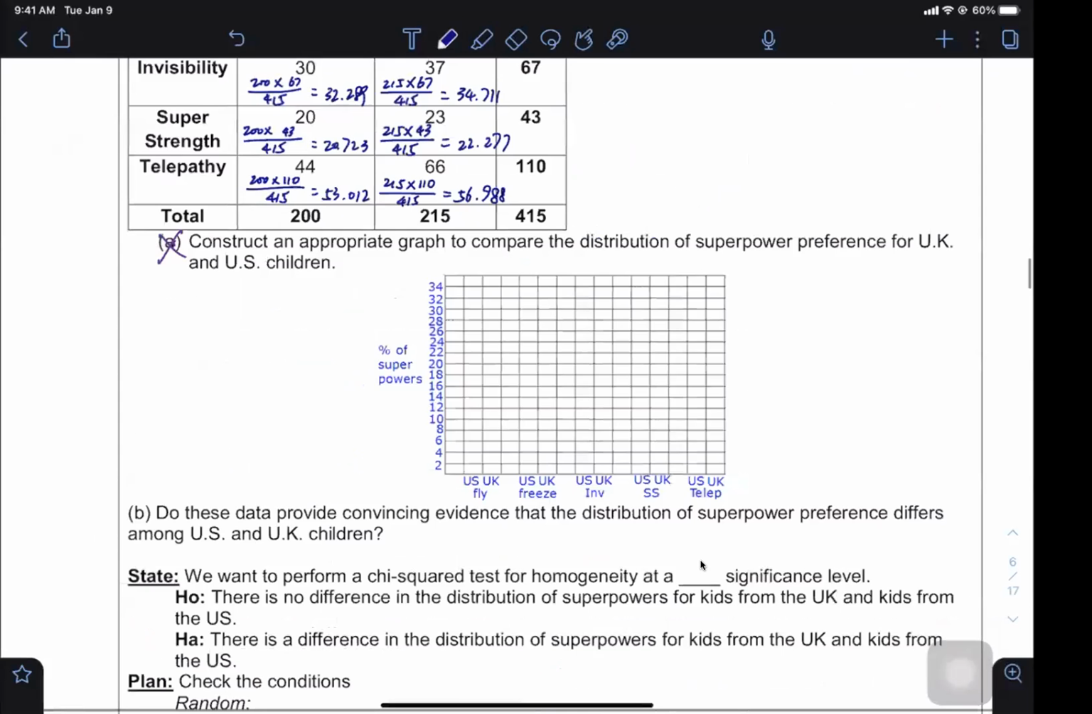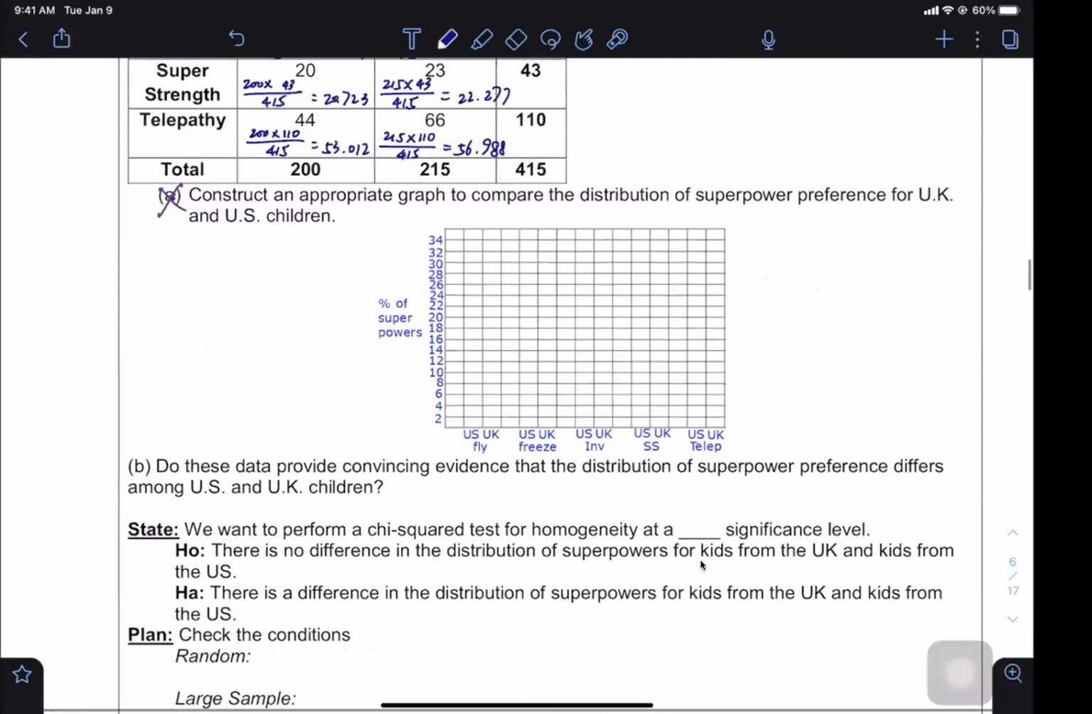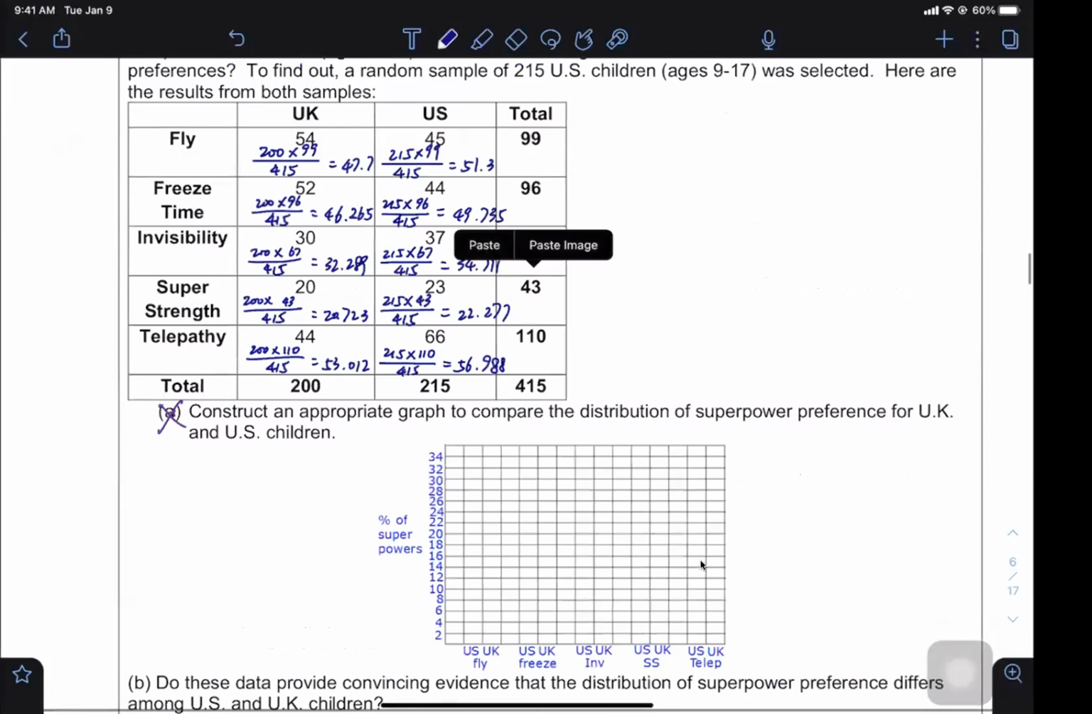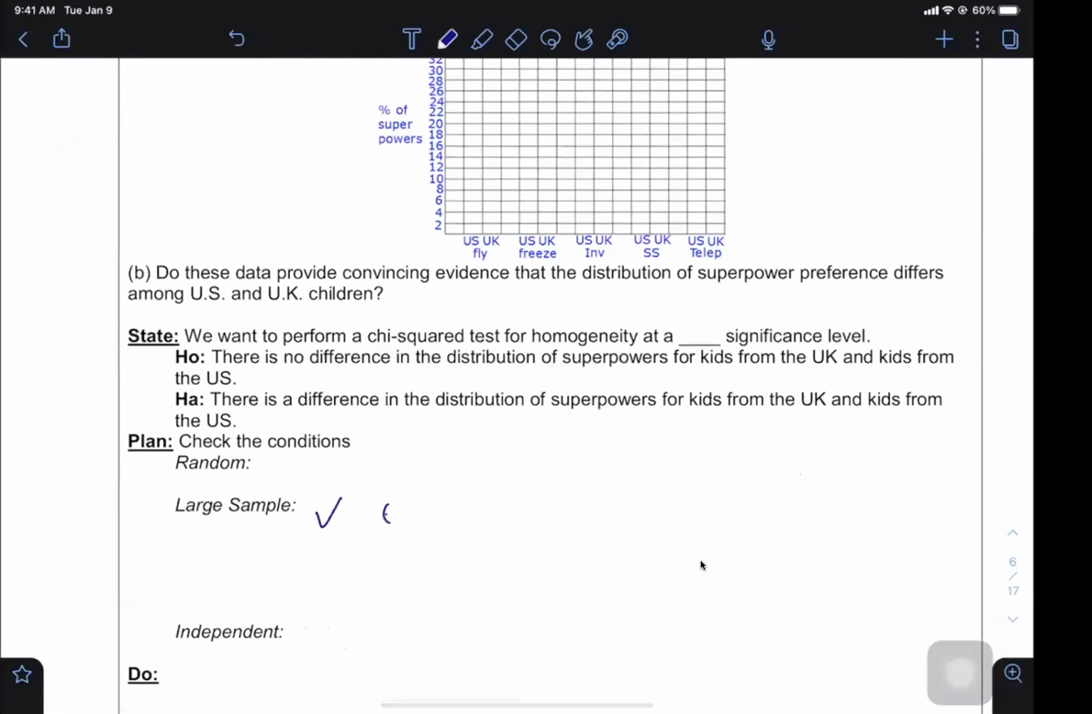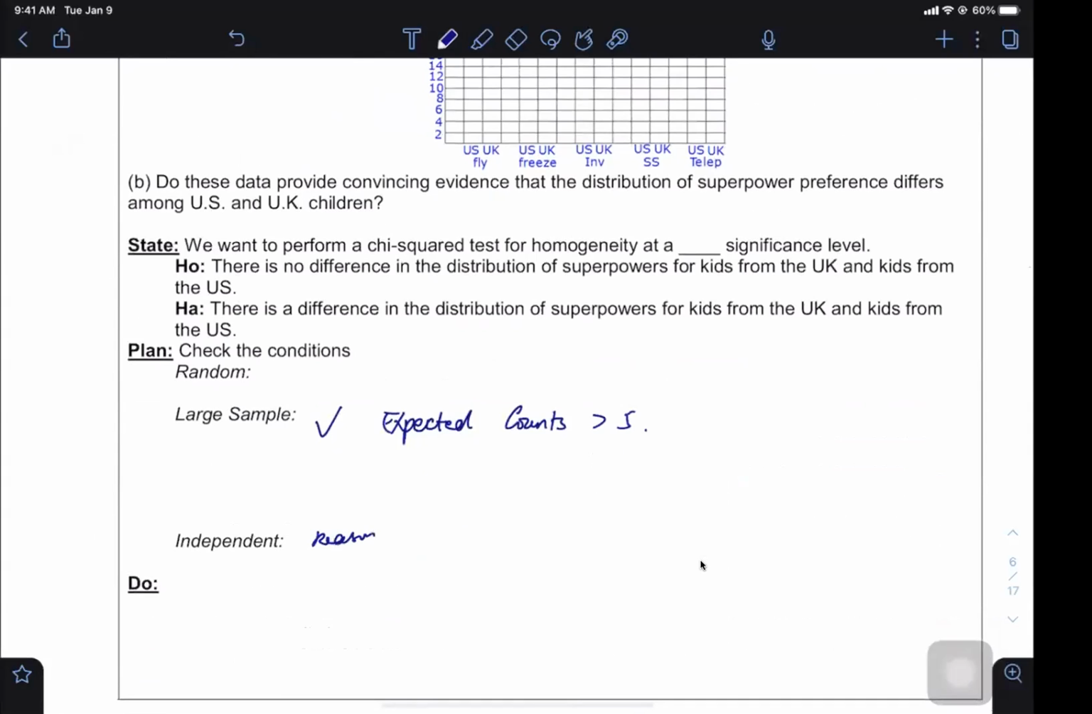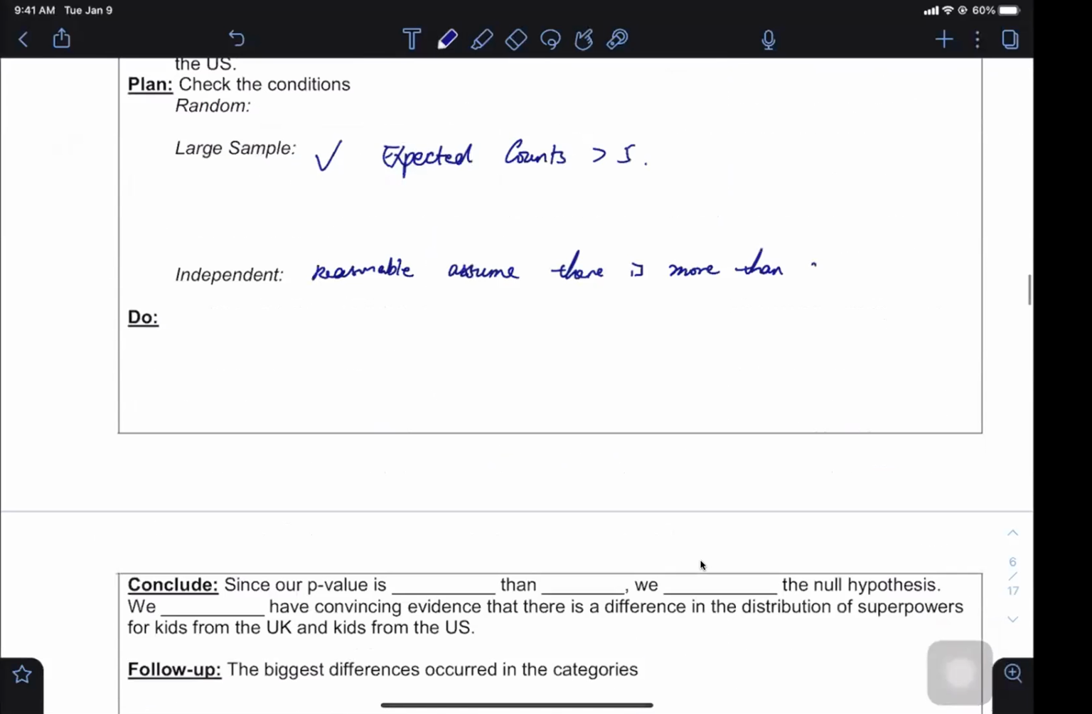And then after we get all the expected counts, we just need to check if all of them are greater than 5. Yep, they're all greater than 5. So the large sample requirement is satisfied because all the expected counts are greater than 5. And then for independence, we just make a reasonable assumption that there are more than 2,000 kids in the US and that many kids in the UK. I mean, this is in the US and this is in the UK.